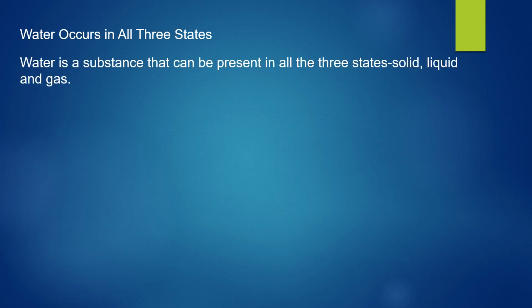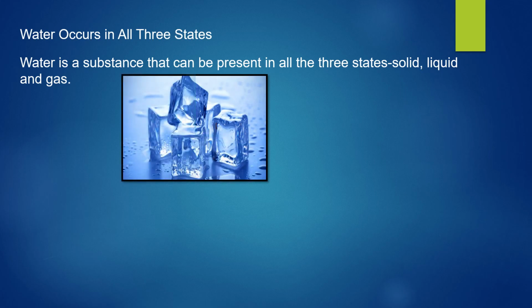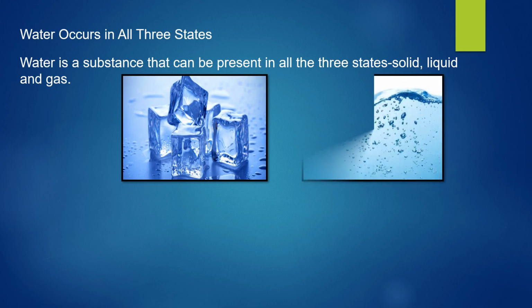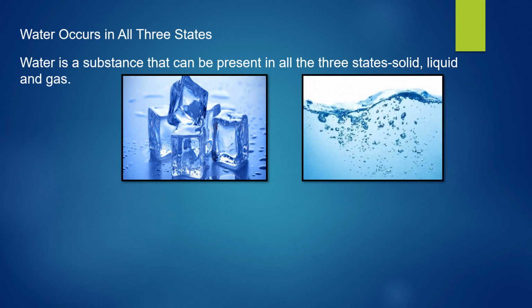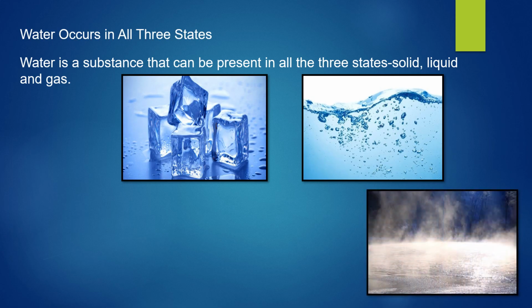Water is a substance that can be present in all the three states: solid, liquid and gas. Let's learn about the first one. Let's see the picture. Water as a solid is in the form of ice. Next one, water is this one. So water is liquid. Then water is gas. So water has all three forms: solid, liquid and gas.